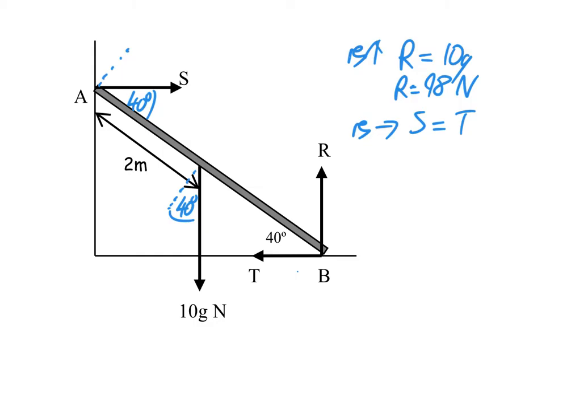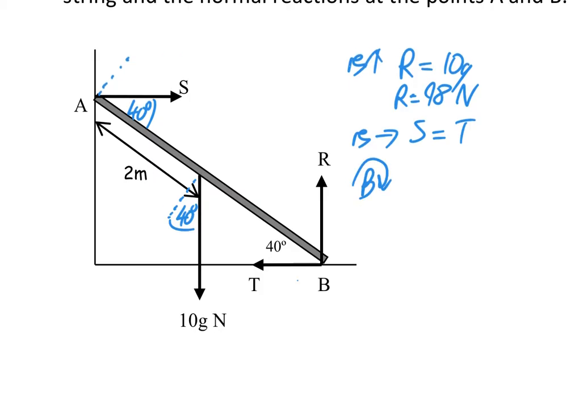And then a really good place to take moments about is this B, because that means this force here, R, which is acting through B, and this force T, which is acting through B, can be ignored. So we're going to take moments about B, and we're going to do clockwise equals anticlockwise. So your clockwise moment, if you can imagine here, my clockwise moment would be this force which is going in this direction. That would be that S. To pull that S round to that dashed line, it's going to be S sine 40. And its perpendicular distance is 4 away from B.